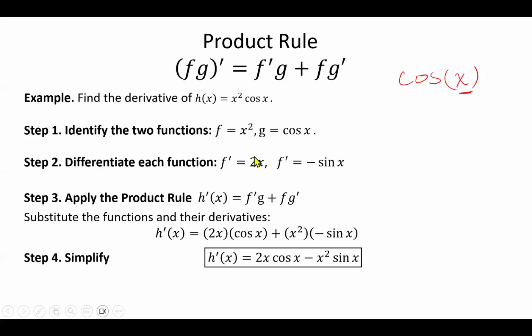The derivative of x squared is 2x. The derivative of cosine is negative sine. And if you substitute in the formula, you get, notice this is my formula. So it's going to be 2x times g, which is cosine, plus f, which is x squared, times the derivative of g, which is negative sine. And then at the end, we always like to simplify.